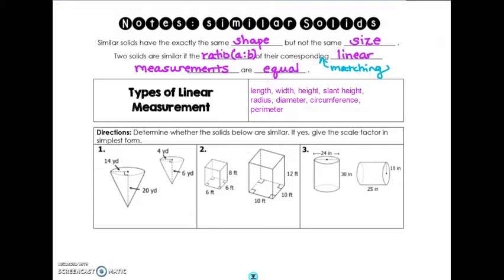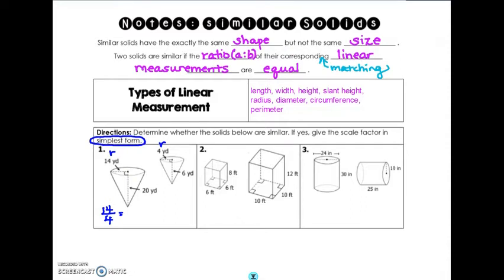What we're going to do is we're going to match our measurements. So here is my radius. 14 is my radius for the larger cone. My radius for the smaller cone is 4. So I'm going to do a fraction of 14 over 4. I got to simplify that. You always want to simplify. It says in our directions too in simplest form. So I'm going to go ahead and simplify that.